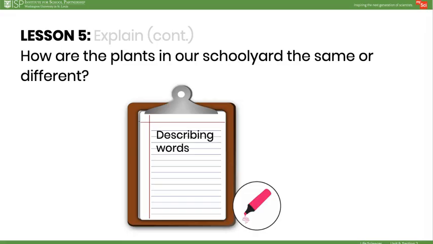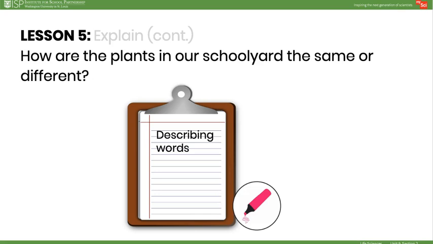Make a list of describing words such as pointed, round, jagged, smooth, and then create a table of plant groups using these words. Tell students that scientists put living things into groups so that they can easily identify them, or put newly discovered things into groups that already exist. Encourage them to use describing words as they compare and contrast the leaves they're observing.